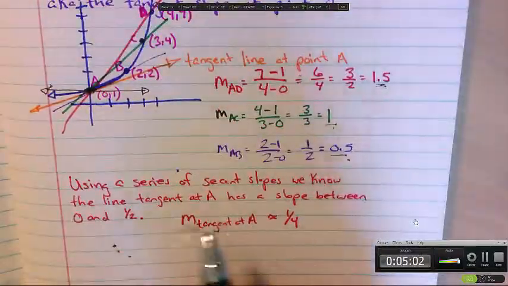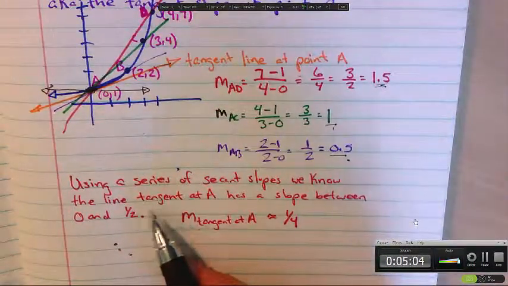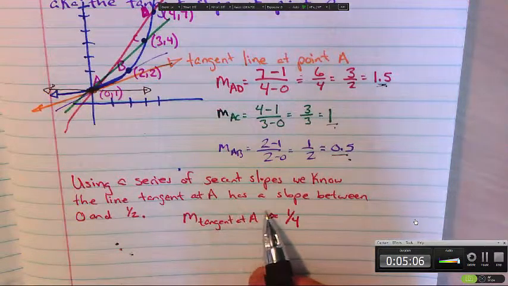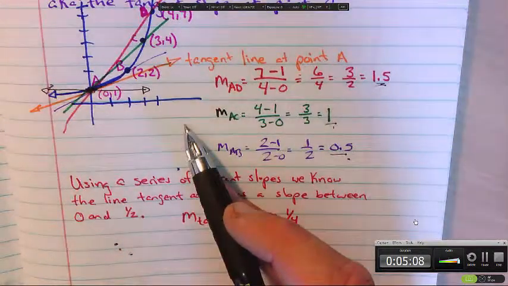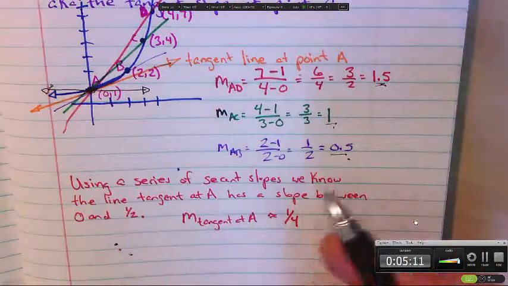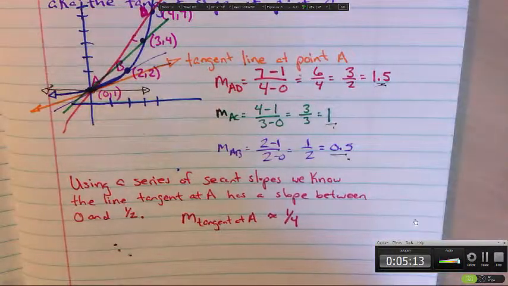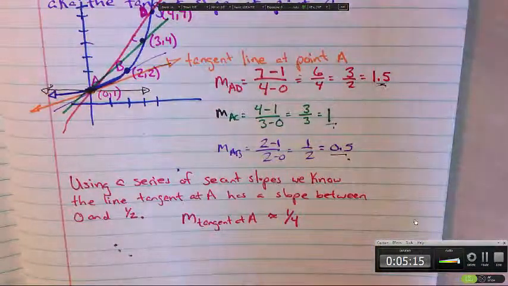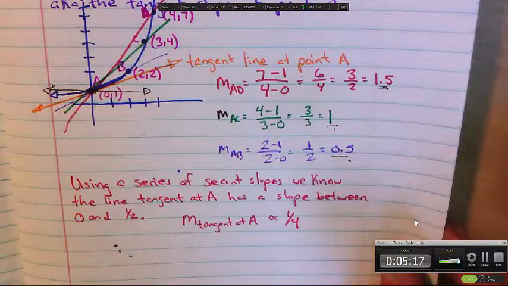Therefore, we can't say what the exact slope is, but we can use a series of secant slopes to predict that the line tangent at A has a slope that's between 0, because we know it's more than 0, and less than 1/2, because that's the closest one as we get to it. So we would say it's approximately 1/4. That would be a good estimate.